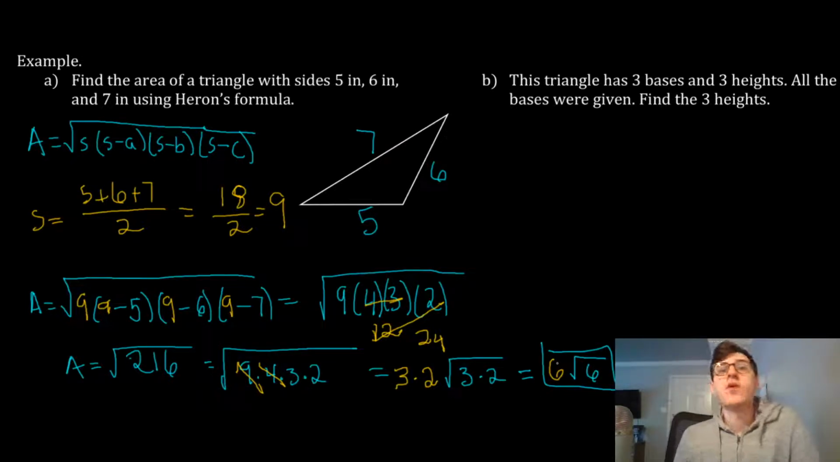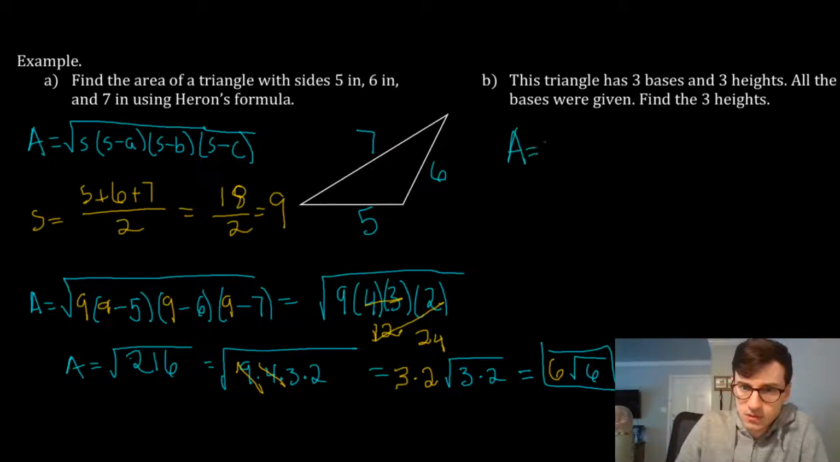And before you knew Heron's formula, you would have had to maybe use some sort of law of cosines or try to find the height in a weird way. But here we can just use Heron's formula and get the area. Okay, now let's look at part B. This triangle has 3 bases and 3 heights. All the bases were given. Find the 3 heights.